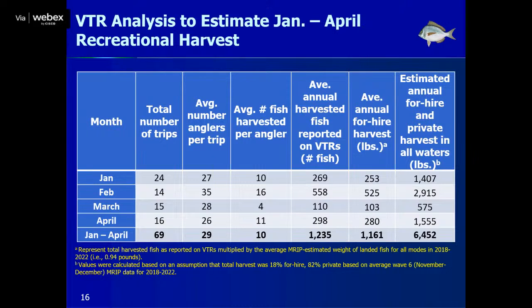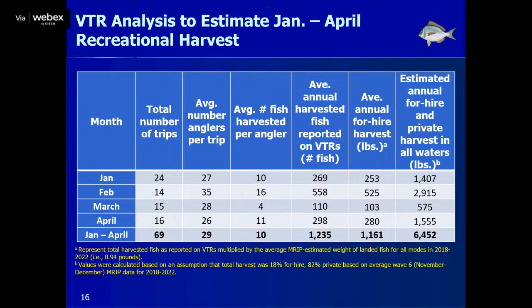And then to get the estimate of harvest beyond the for hire sector, it was assumed that the average proportion of wave 6, so November through December MRIP data by mode, would be similar to that of wave 1 and 2. So again, using average MRIP data for the same 5 years, that average proportion of harvest from wave 6 came out to be about 18% for hire and 82% private. So those proportions were applied to column 6 to get a total estimate of recreational harvest by month.